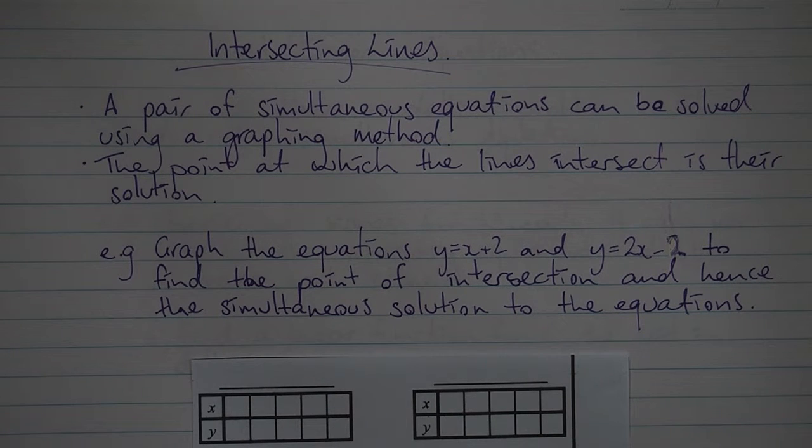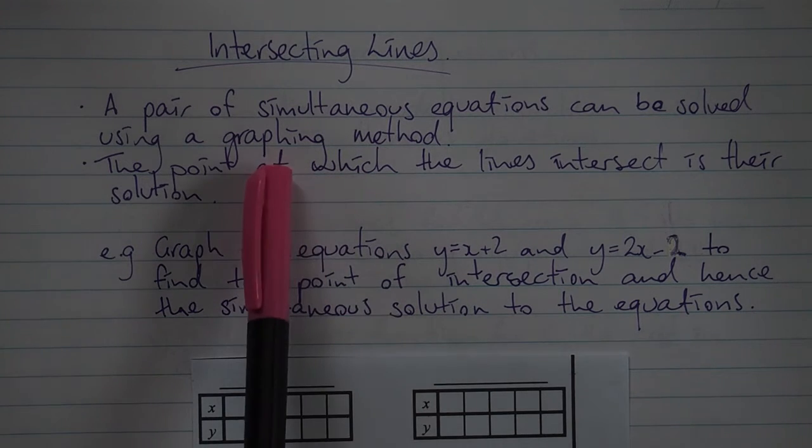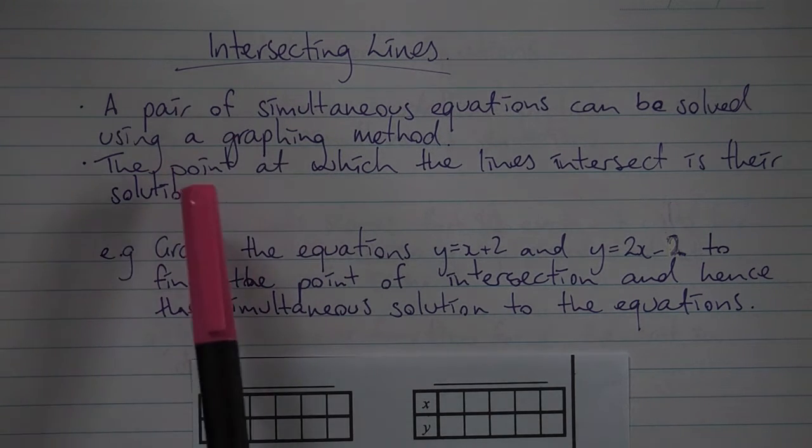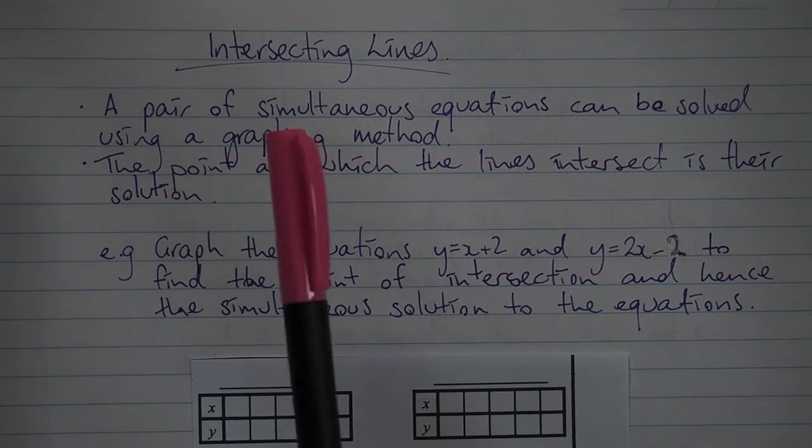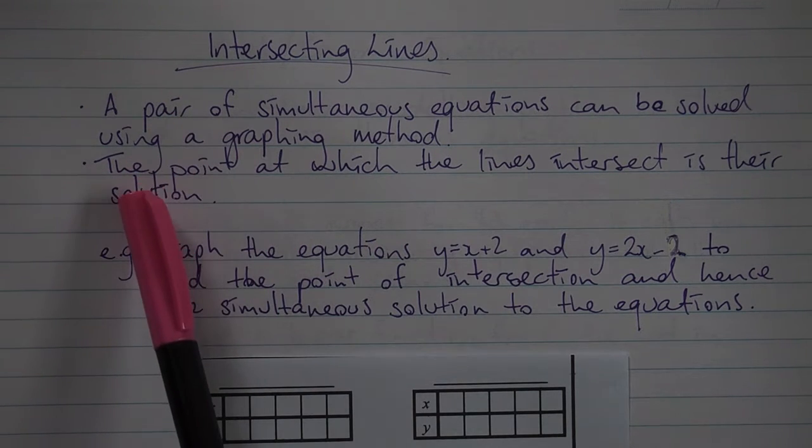So we're looking at intersecting lines and what that means on a number plane. When we have two equations, we can actually solve them at the same time. There's a few methods we can use to do this, but today we're going to use a graphing method. Where the lines cross over is their solution.